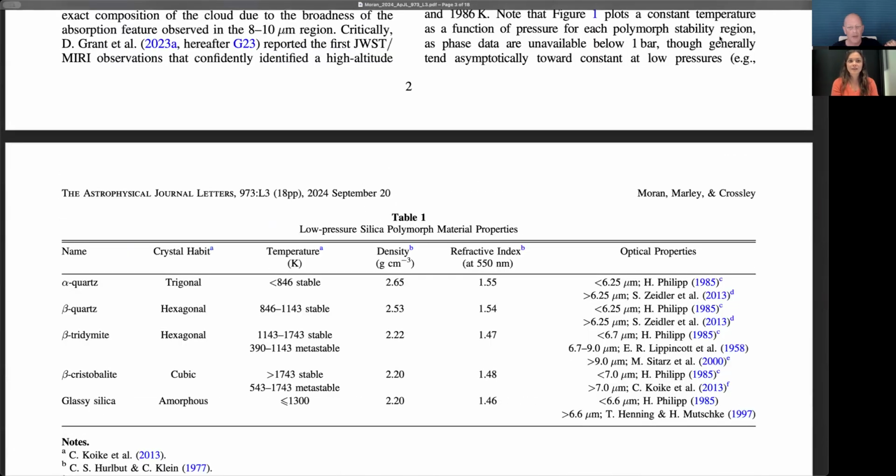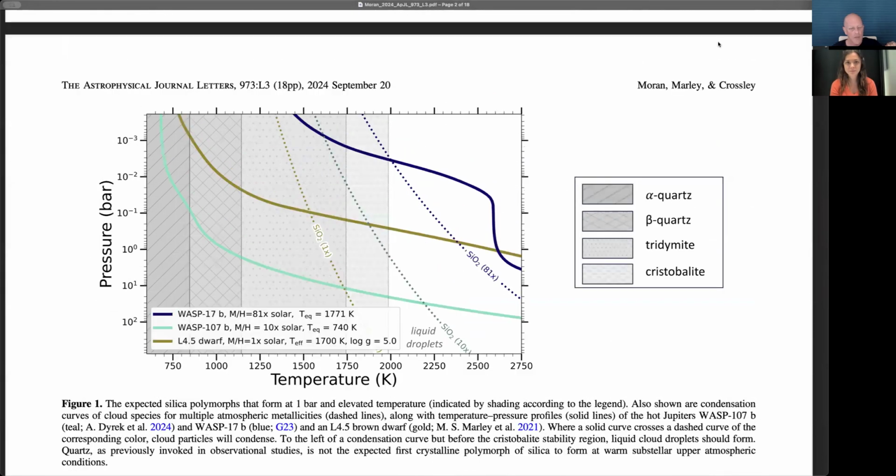Let's go revisit figure 1 while we're on here. Figure 1. Yeah, so where that solid teal line crosses the dotted teal line. Yes. Okay. So right about 30 bars. But then we're actually observing the cloud way around the other side of that curve, around 10 to the negative 3 bars. You're in the region there where it should be alpha quartz, but you started as a liquid droplet.